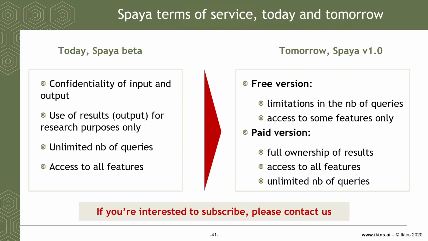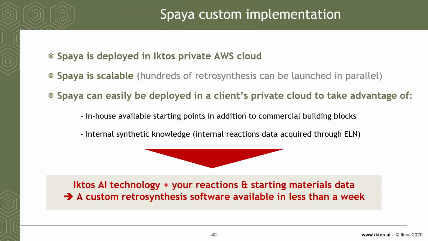So you will see that Spaya right now is in beta. It's free of access, with an unlimited number of queries. You can play with it without any limitation, and you have access to all the features, which won't be the case in the future for the V1, where we want to keep some part of the technology free, because I think it's something valuable for the community, but you will have to pay for some options and to access all the features. If you are interested in implementing this technology on your infrastructure, please contact us if you want access to Spaya, the paid version.